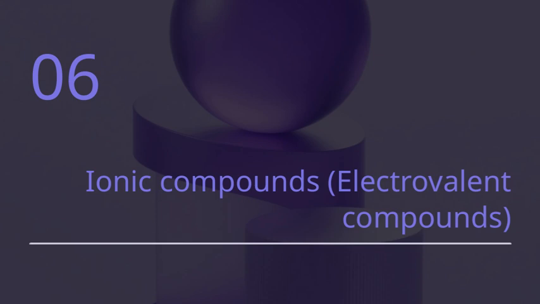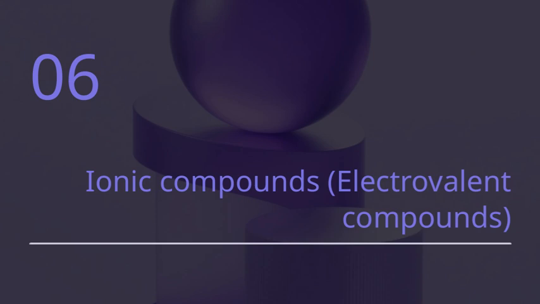When a metal reacts with a nonmetal, the metal tends to lose electrons and become a positively charged ion, called a cation. Conversely, the nonmetal gains those electrons and becomes a negatively charged ion, or an anion. This transfer creates an electrostatic attraction between the oppositely charged ions, which is the fundamental force holding the compound together. This electrostatic attraction results in the formation of a stable, crystalline structure.